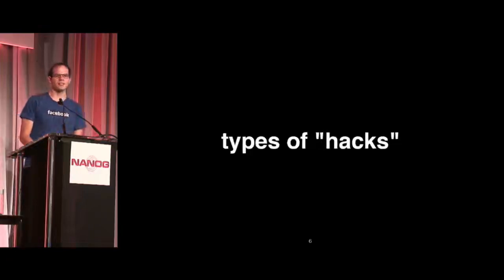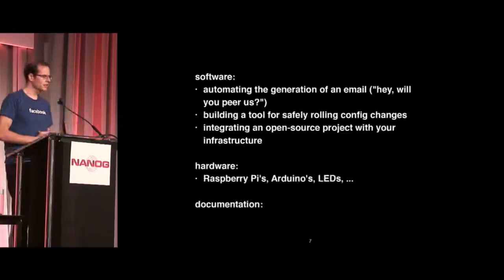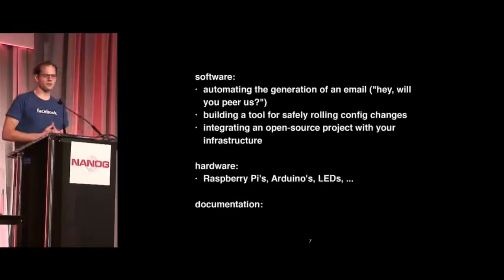So, types of hacks. There's a wide range here. It doesn't have to be software. There are some examples here of software, for example automating emails that might have come out of yesterday's event of, hey, will you peer with me? But we could also look at hardware hacks such as console servers with Raspberry Pis. And finally, even documentation such as writing a great wiki for your favorite open source project or something else that you're working with.